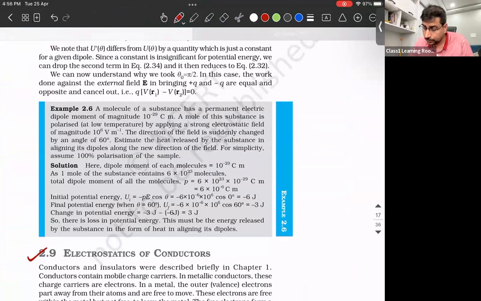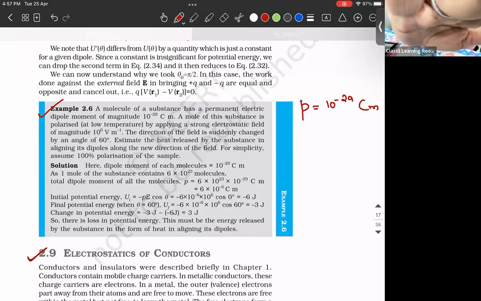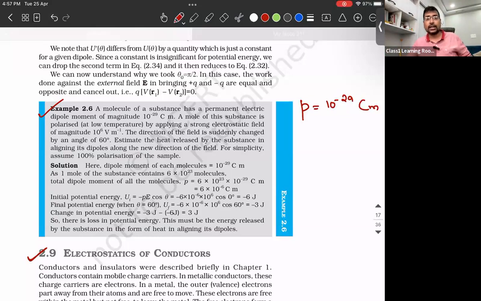So see, there is a problem based on this concept. Let's try to solve this. Example 2.6. A molecule of a substance has a permanent electric dipole moment of 10 power minus 29 coulomb meter, right? A mole of the substance is polarized at low temperature by applying a strong electrostatic field of magnitude 10 power 6 volt per meter.